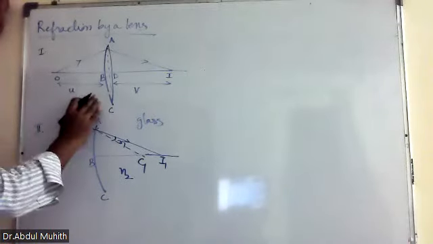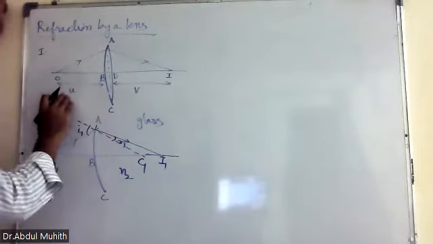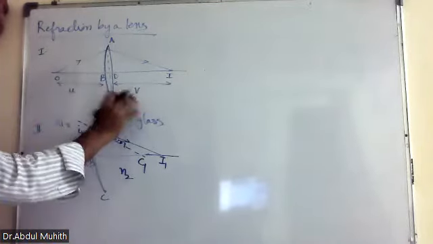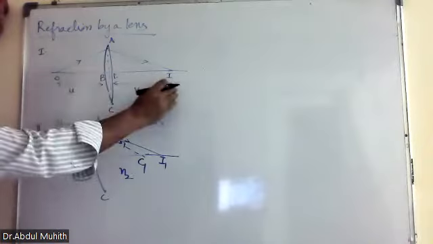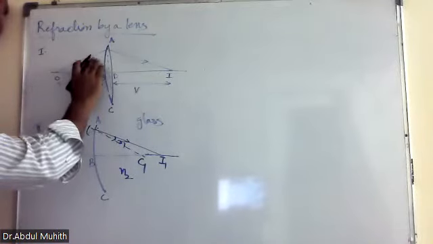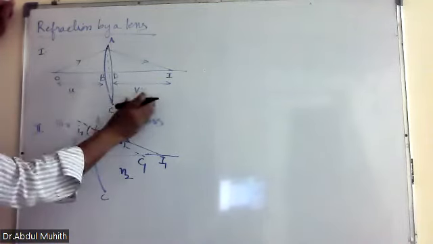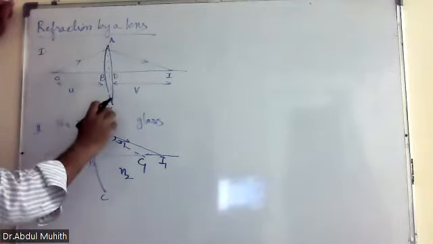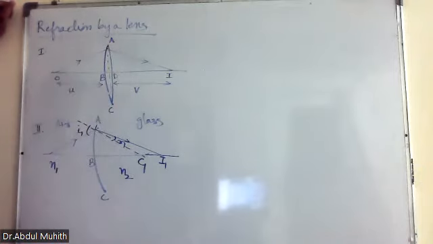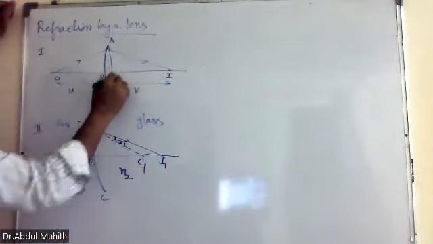See, in the first diagram, this is the convex lens. U is the object distance, V is the image distance, O is the object, I is the image. So we have taken this is the incident ray and this is the refracted ray. The curvature ABC is one surface and ADC is the second surface.